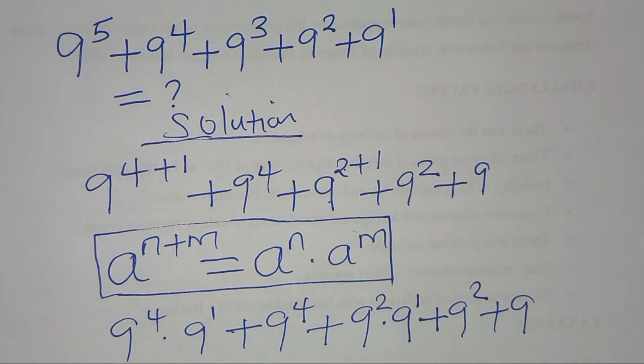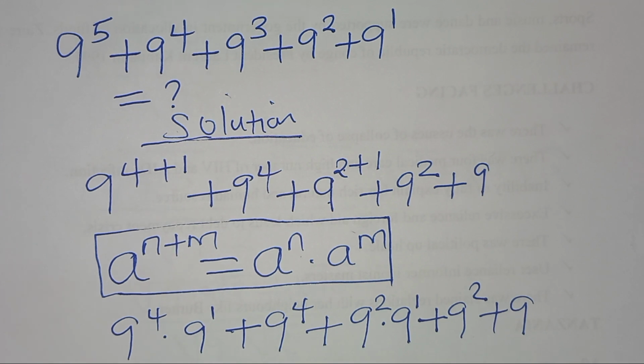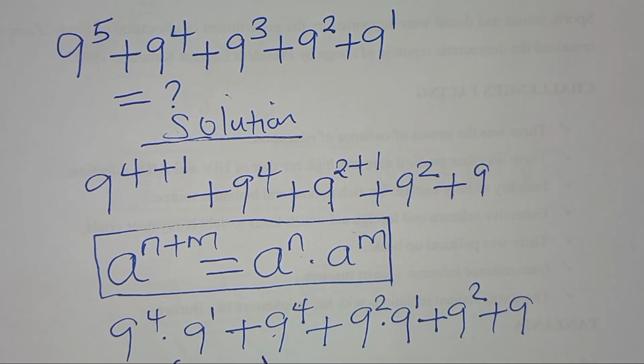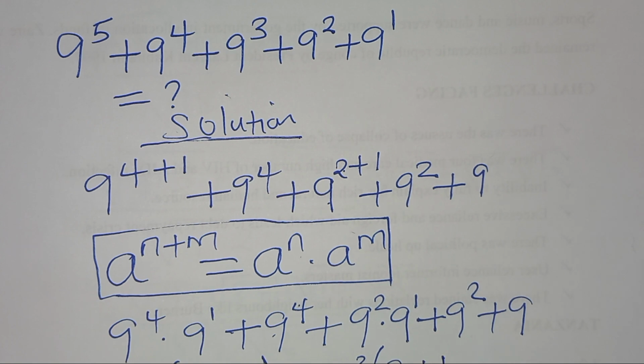Now the next step from here, we have that 9 to power 4 is common here. So let's factor out 9 to power 4, so that here we have 9 to power 1, which is 9. Now plus 1, because 9 to power 4 divided by 9 to power 4 is equal to 1. Then plus, here we have 9 to power 2 is common. We factor out 9 to power 2. So here we have 9 plus 1. Then plus this 9.